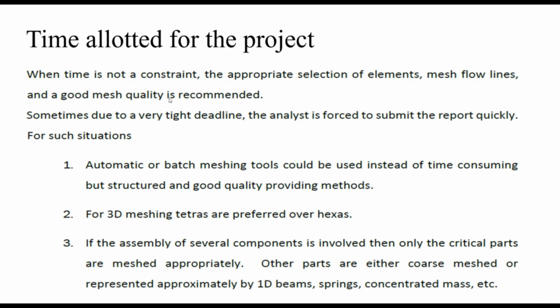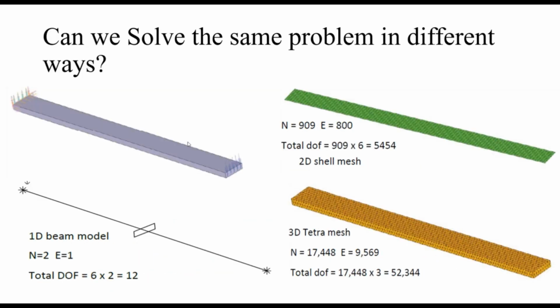Then for 3D meshing, tetras are preferred over hexas. If you are going to use hexas, the solution time will be more. So if you want to reduce the time of the project and you need not have a lot of concern over accuracy, you can go for the tetras. And there are a lot of other factors included in the time allotted for the project. Based upon all of these factors, you need to decide what type of element you are going to use, what type of settings, and how you are going to generate the mesh, manually or automatically. So coming to the question, can we solve the same problem in different ways?